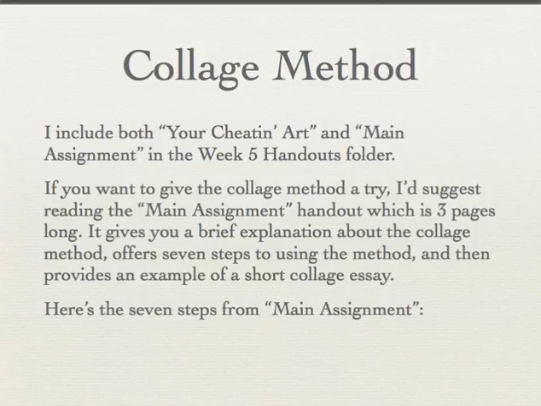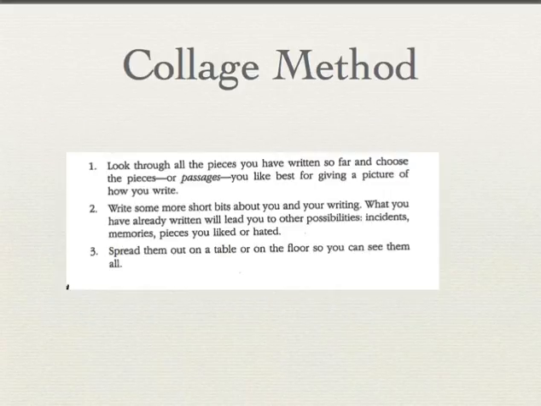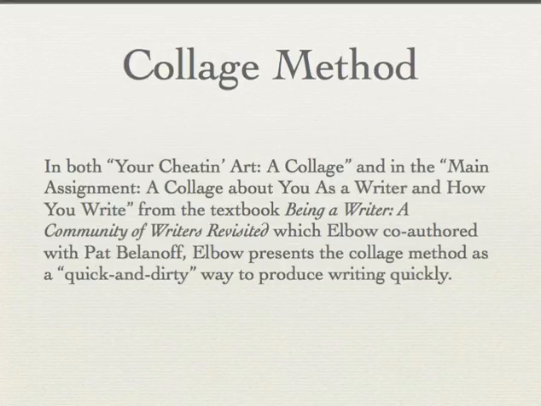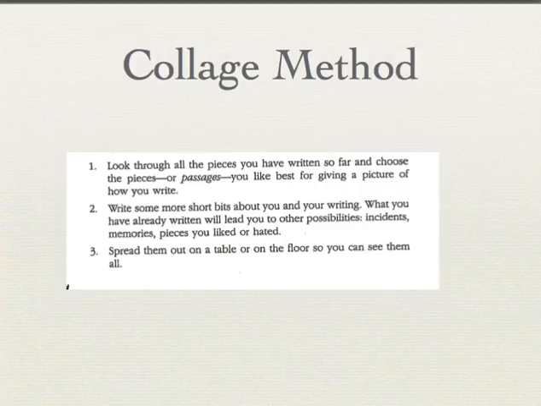So here are the 7 steps that come from the main assignment. The one thing to keep in mind is that I'm giving this handout the title, Main Assignment, A Collage About You as a Writer and How You Write. Because it's from a textbook, that's actually what the assignment is about, creating a collage about yourself as a writer and how you write. So we've got these 7 steps we're going to look at now. You want to keep in mind that they're geared as directions for a student who's actually doing this particular assignment.